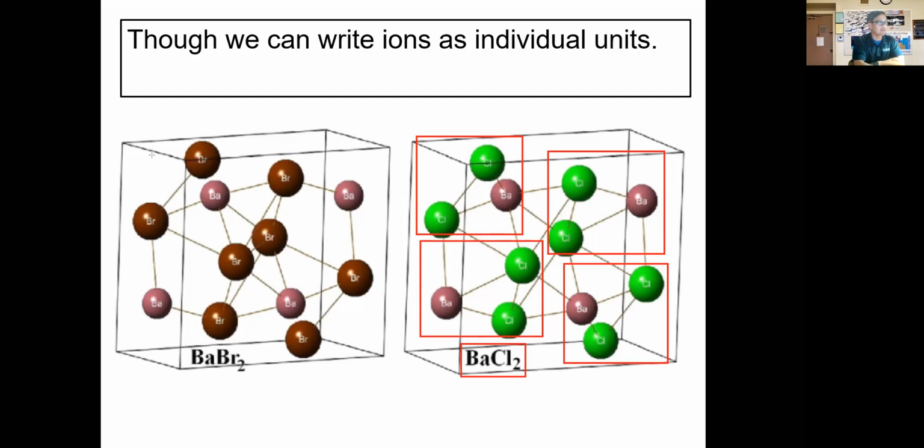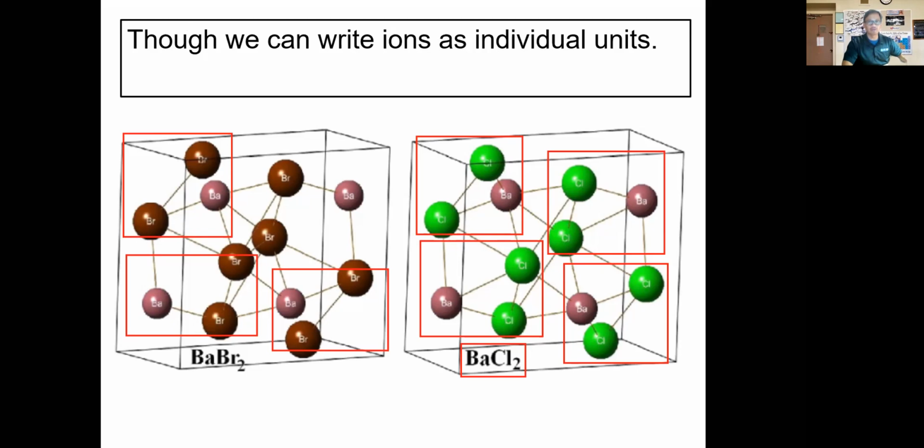The unit being repeated in the barium bromide crystal, if you take a look at it, is barium and two bromides. We see barium and two bromides here, and barium and two bromides here, and we see that pattern repeat itself here as well. So we refer to these repeated units as the formula unit for an ionic compound.